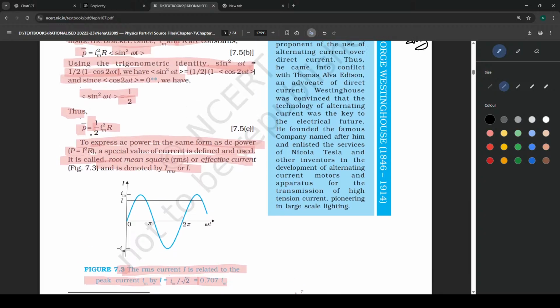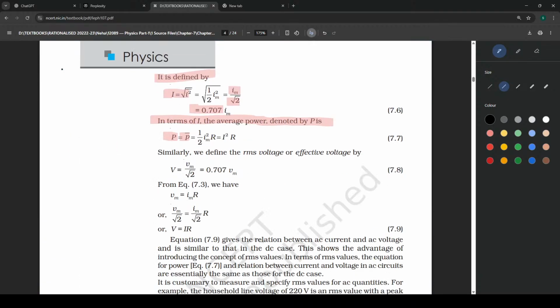It seems this actually might not be a 1 by 2, but 1 by root 2. Yes, it's most likely 1 by root 2. I will check it later. If we divide Im square by root 2, we will get I square, the RMS value. That is what they have shown here, where we know that in an AC circuit, the average power is equal to I square R.